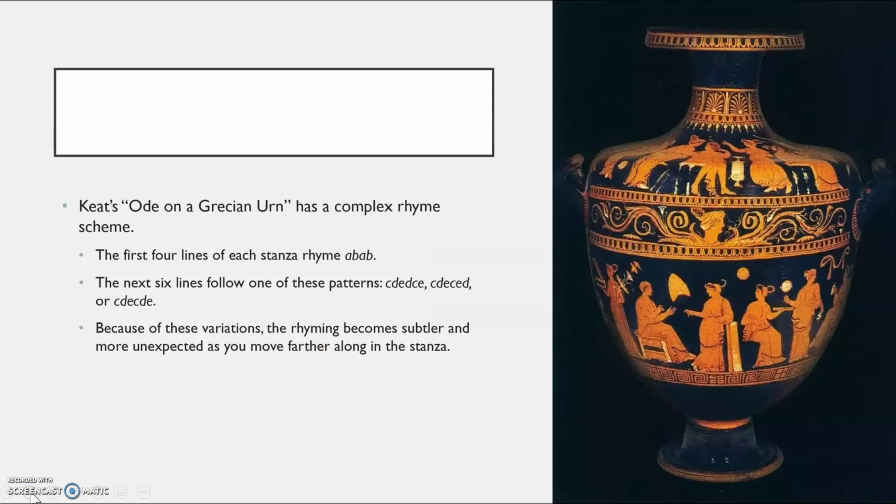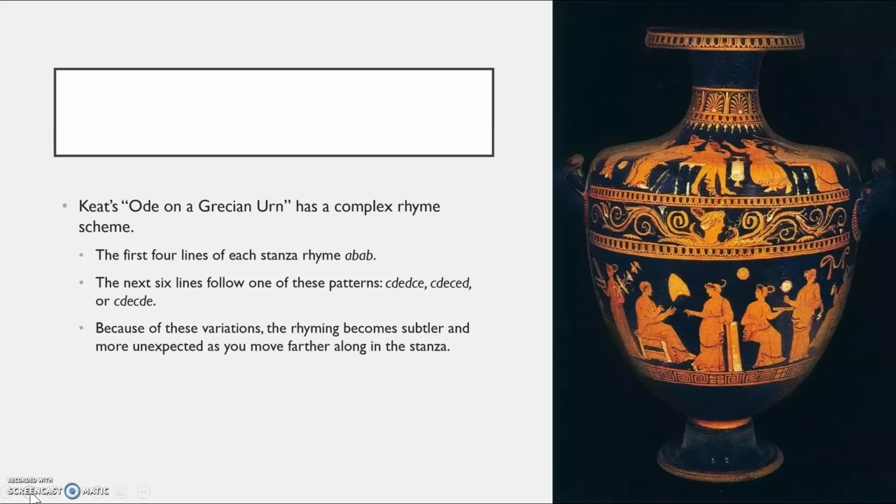So Keats' Ode on a Grecian Urn, the Grecian urn is literally the picture that's on the right here, has a complex rhyme scheme. The first 4 lines of each stanza rhyme A, B, A, B. The next 6 lines follow one of these patterns: C, D, E, D, C, E, or C, D, E, C, E, D, or C, D, E, C, D, E.